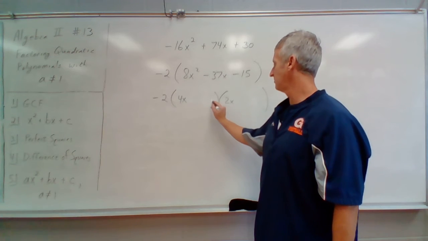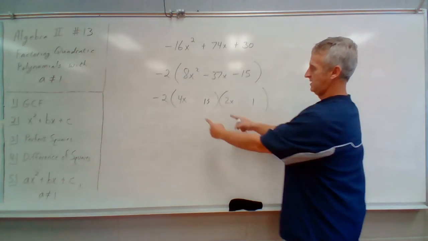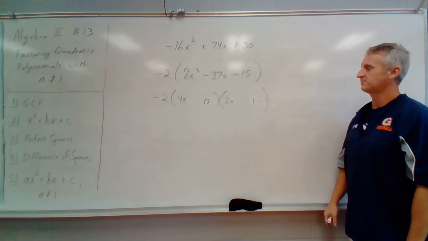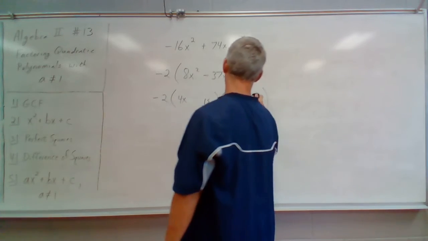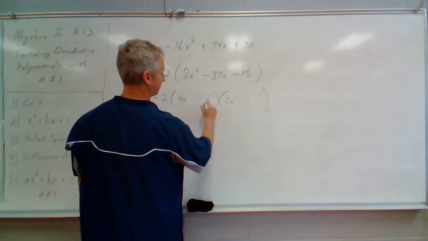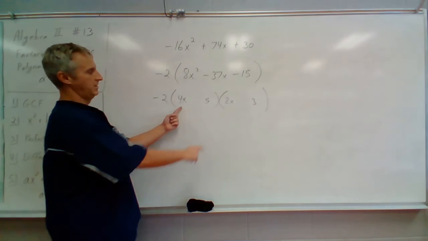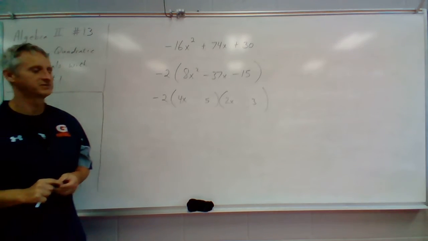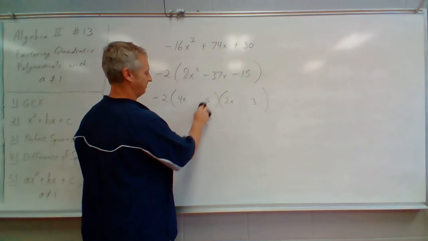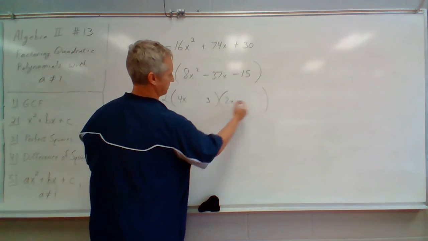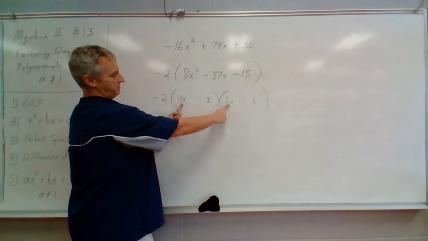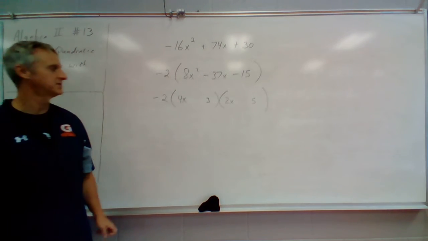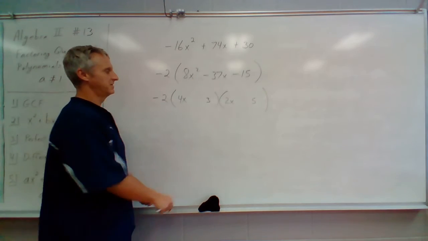Switch them. Put my 15 here, my 1 here. 8x squared, 4x, and 30x. I can't get a 37 out of a 4 and a 30, so that's not right. Let's try 5, 3. 8x squared, 12x, 10x. No way to get a 37 out of a 12 and 10. So that's not right. Switch. 8x squared, 20x, 6x. No way to get a 37 out of a 20 and a 6. You either get a 26 or a 14, not a 37.